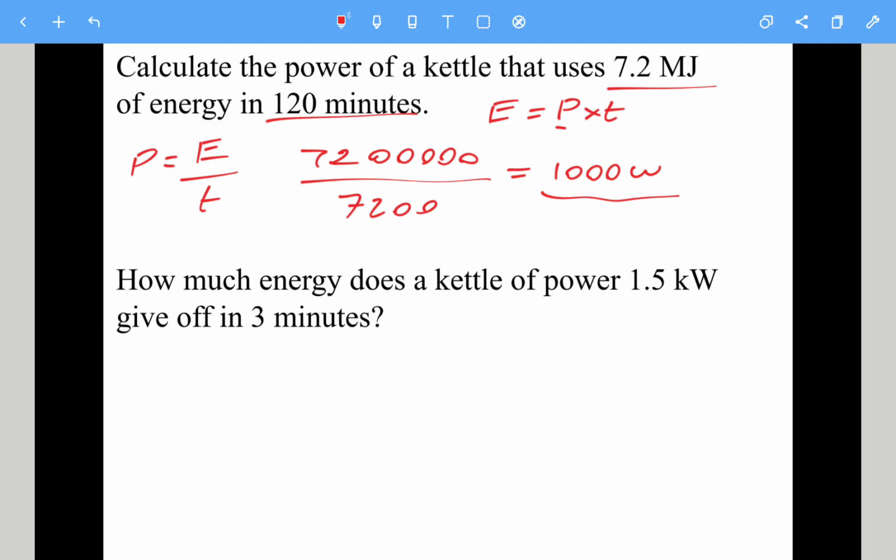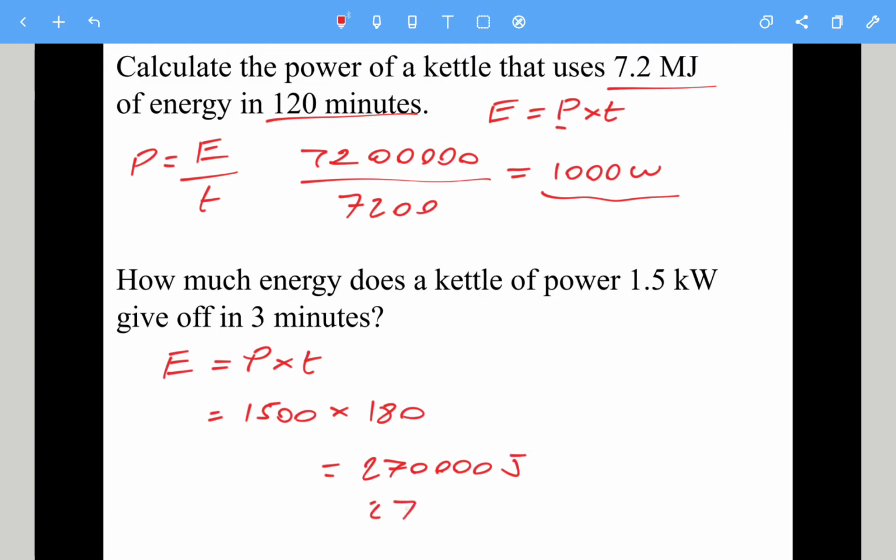So next one, how much energy does a kettle of power 1.5 kilowatts give off in 3 minutes? So energy is power times time. So the power is 1.5 kilowatts. If you times by 1,000 to get 1,500 times the amount of seconds in a minute is 60 times 3, which is 180 seconds. So that gives us 270,000 joules, or 270 kilojoules.